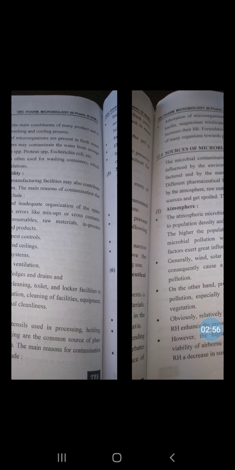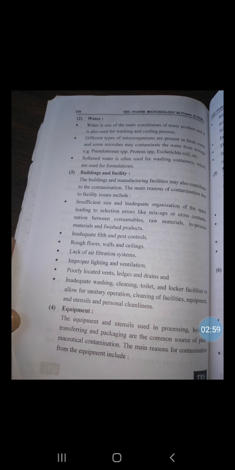Next factor, that is water. Water is one of the main constituents in many products, and it is also used for washing as well as cooling processes. Different types of microorganisms are present in fresh water, and some microbes may contaminate the water from sewage, for example Pseudomonas species, Proteus species, and E. coli. Softened water is often used for washing containers which are used for formulation.